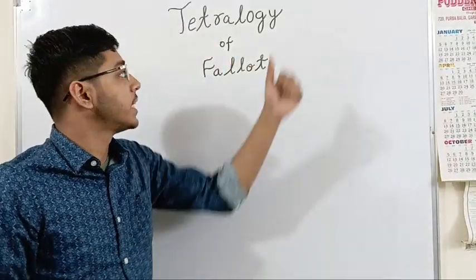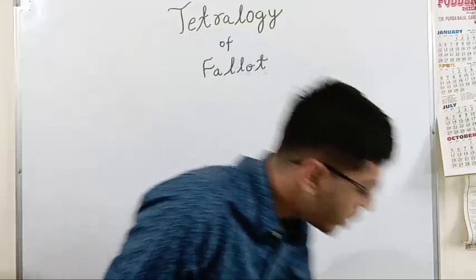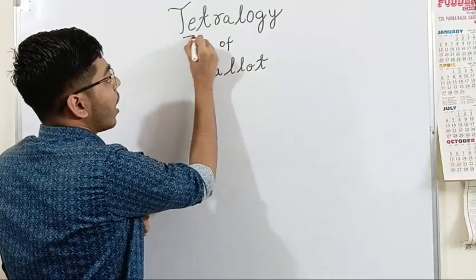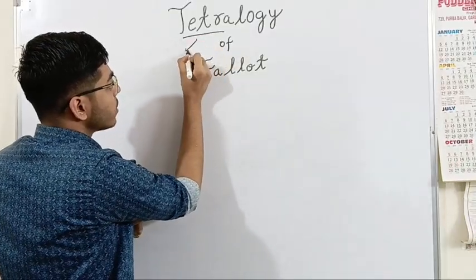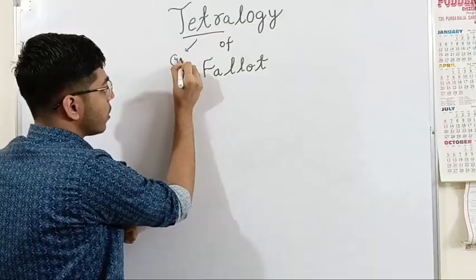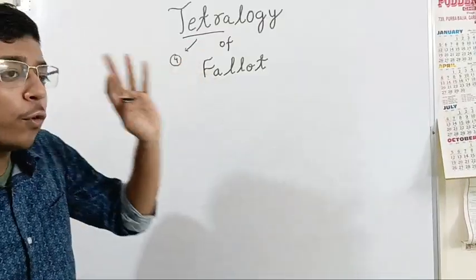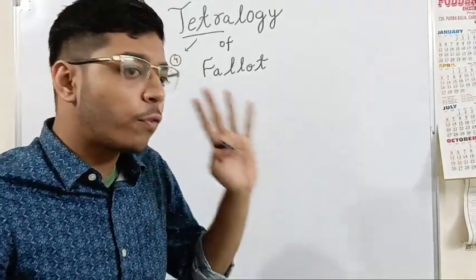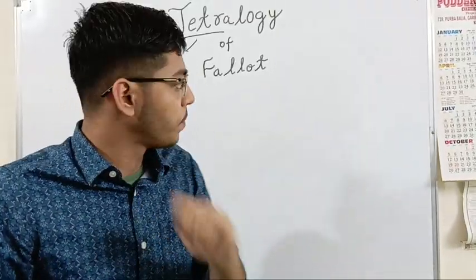Today our topic of discussion is Tetralogy of Fallot. As is evident from the name, tetra means 4. So there have to be 4 defects, and since this is a condition of the heart, there are going to be 4 cardiac defects of the heart.